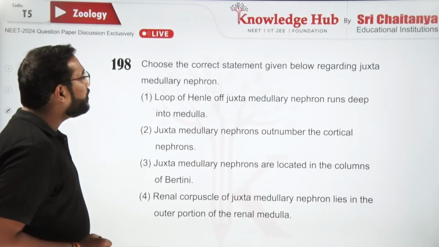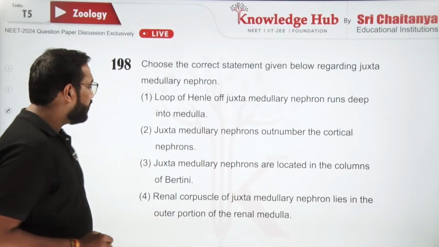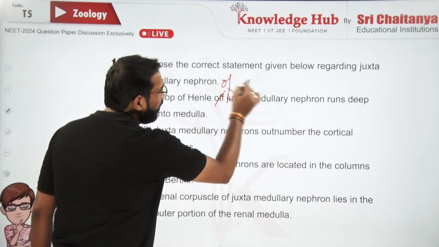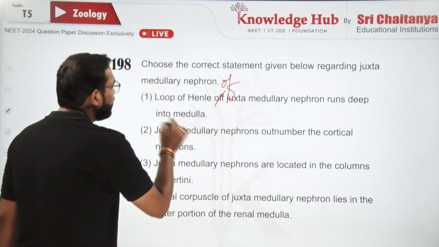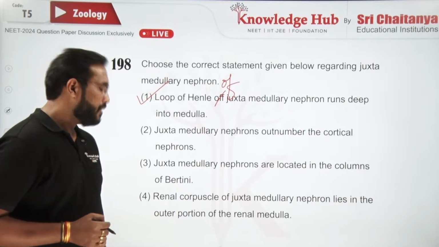We will see here, choose the correct statement given below regarding juxtamedullary nephron, right? So loop of Henle of juxtamedullary nephron runs deep into medulla. That is correct. That is correct. We don't need to move to the other options, right?